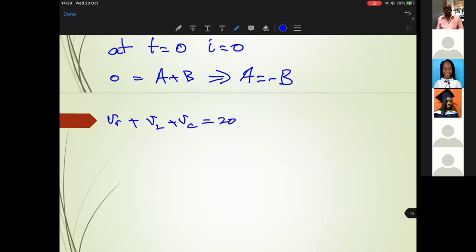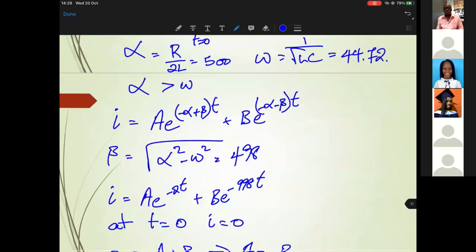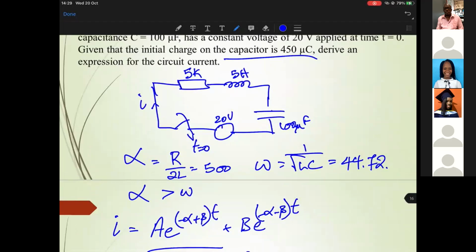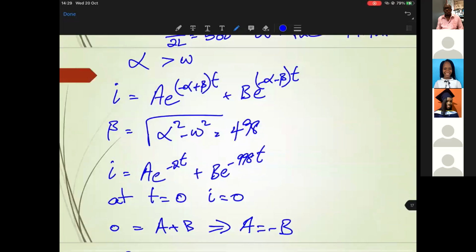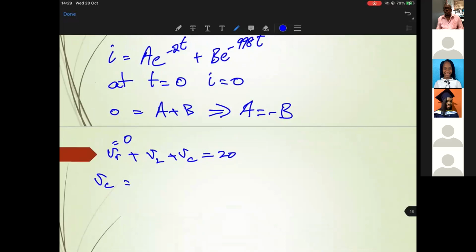Okay, so what's VR equal to? VR will be equal to 0. And what's VC equal to? VC would be equal to Q over C, because you're told that C had a charge of 450. Beautiful, I like this. So we have 450 times 10 to the minus 6 over C, which is 100 times 10 to the minus 6, so that gives us 4.5 volts.